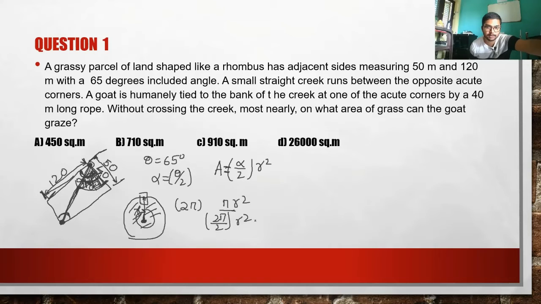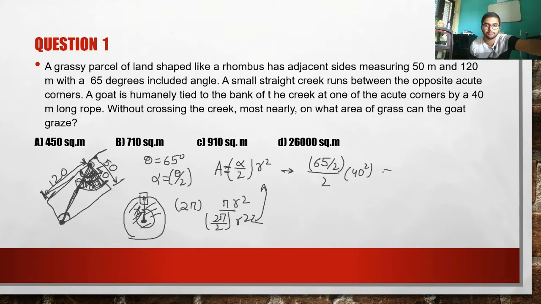Similar way. So in that way, we have A equal to alpha by 2 into r square. Alpha itself is 65 by 2. Now many will do a blunder here, that they will use this angle in degrees directly. They will say 65 by 2 into 40 square.